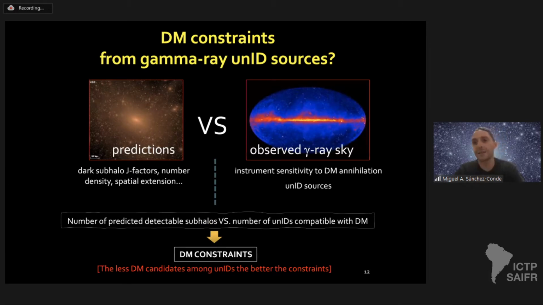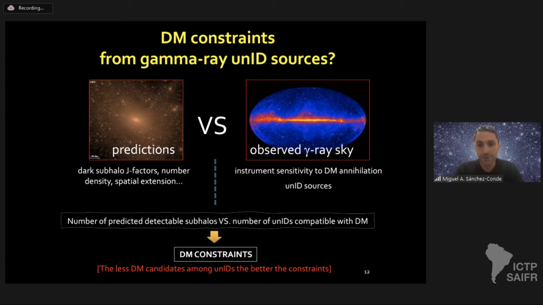The idea is just to compare what we expect from predictions coming from N-body simulations and the observed gamma-ray sky. From the N-body simulations, we can cook up things like the dark subhalo J-factors, the number density, and the spatial extension. And on the observational side, we can also compute the instrumental sensitivity to dark matter annihilation in a precise way. And also, of course, we have the pool of unidentified sources in which we are going to look for dark stuff.